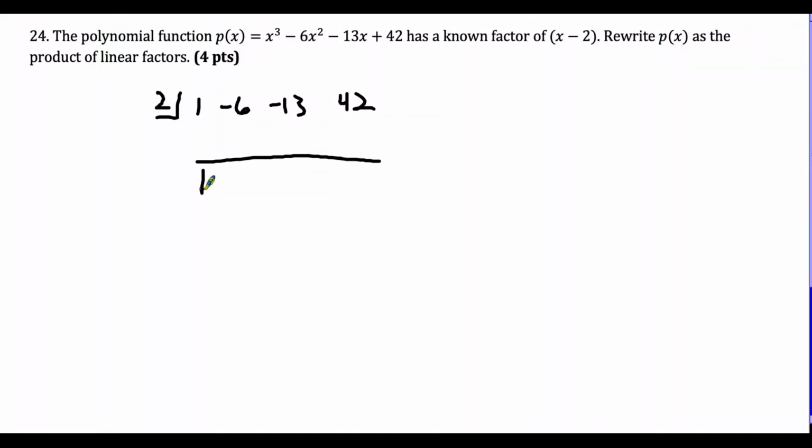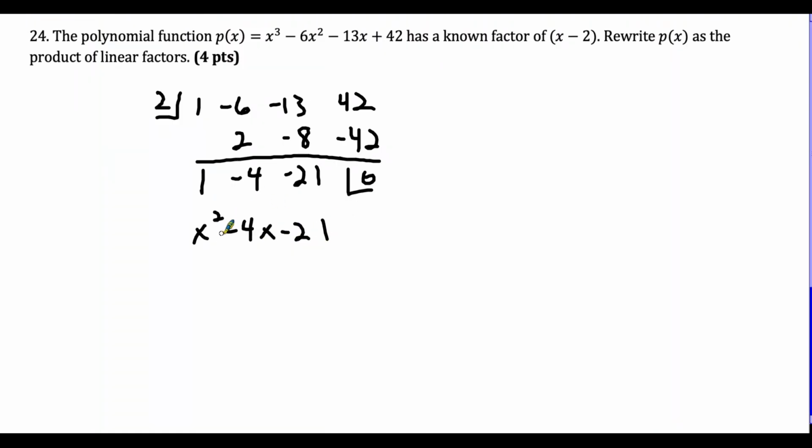So bring that first number straight down, multiply, add, multiply, add, multiply, and add. And we get our remainder of 0. So I started with a 3rd degree. That means this result then is a 2nd degree polynomial. X squared minus 4x minus 21.